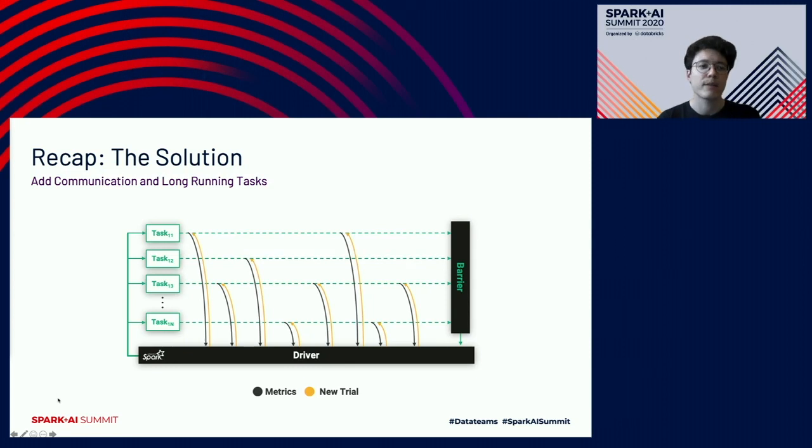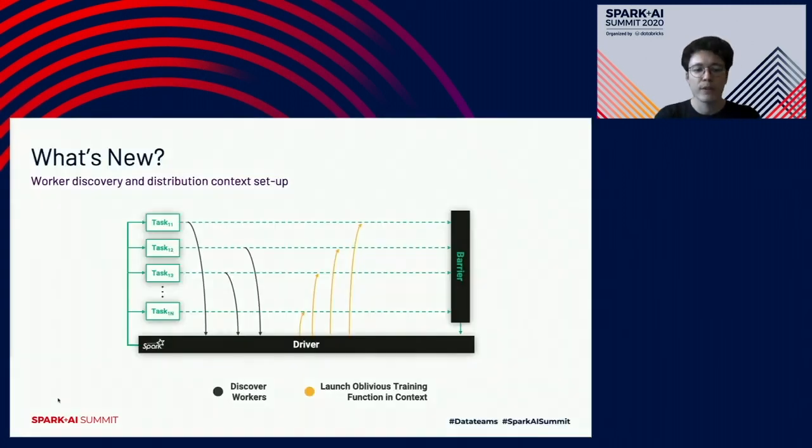And today, what we're introducing is that these tasks are not only asking for new trials when they finish training a previous one, but they can also register with the driver, such that the driver can send information and set up the distribution context before launching the training function on these workers or executors.